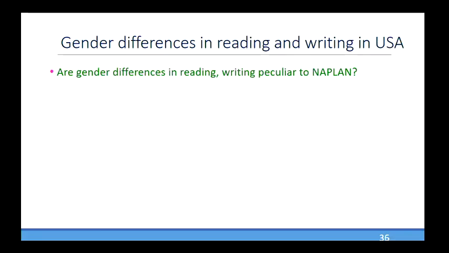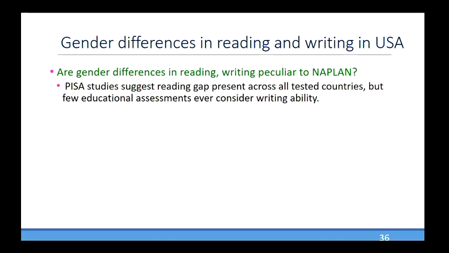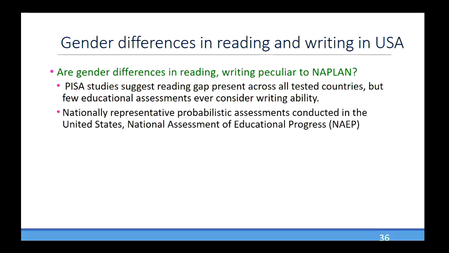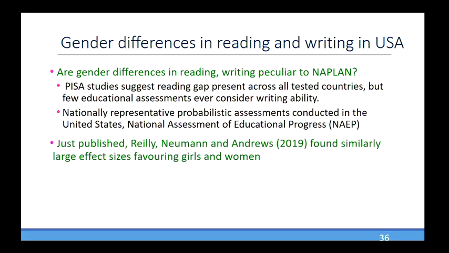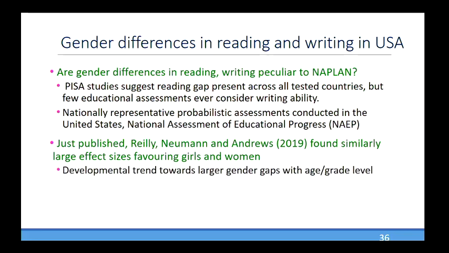Okay, so are there gender differences in reading and writing? Well, are they just peculiar to NAPLAN? Is Australia the oddball? To answer that, we'd have to look internationally. PISA studies suggest a reading gap present across all tested countries, but they don't test writing ability. One of the only tests that does, in the United States, is the National Assessment of Educational Progress, NAEP. So, just published, we did a meta-analysis and we found similarly large effect sizes favouring girls and women in reading and in writing. So this is what it looked like.